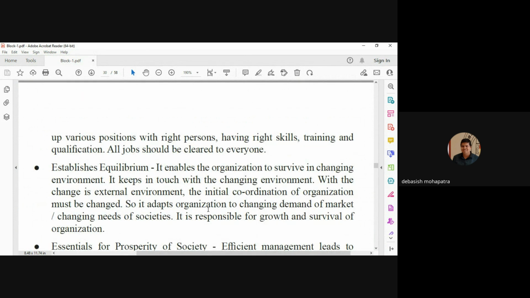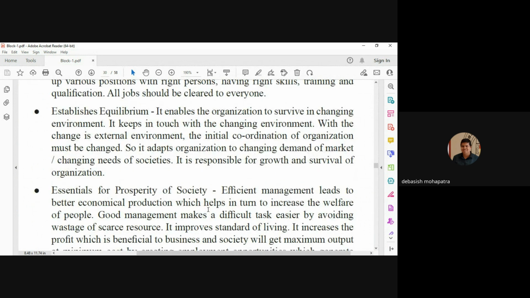It establishes equilibrium. It enables the organization to survive in a changing environment. It keeps in touch with the changing environment and with the change in the external environment. The initial coordination of the organization must be changed, so it adapts the organization to the changing demands of the market. Then, it is essential for the prosperity of society.